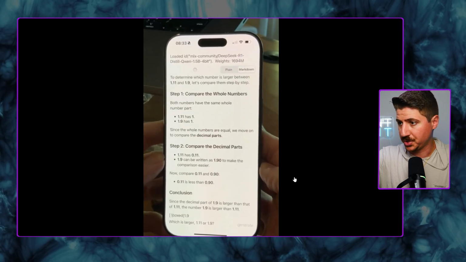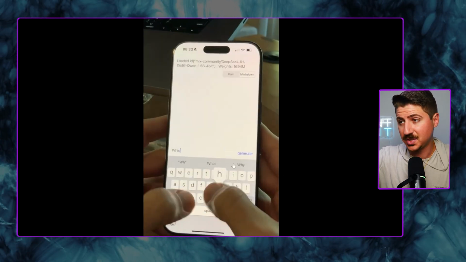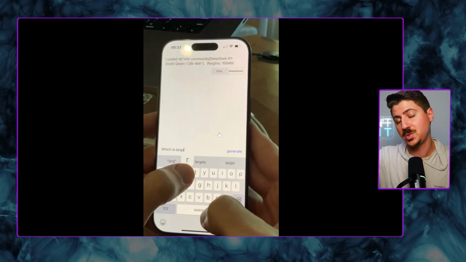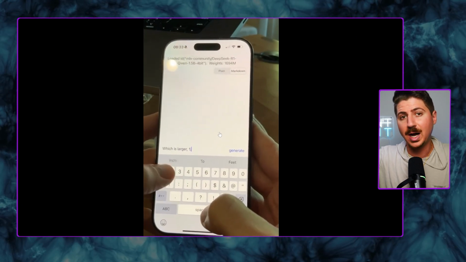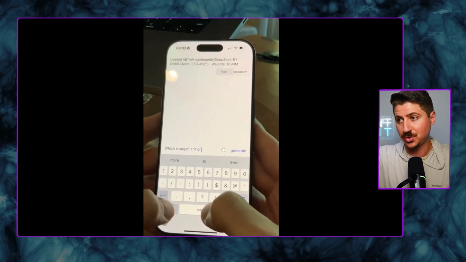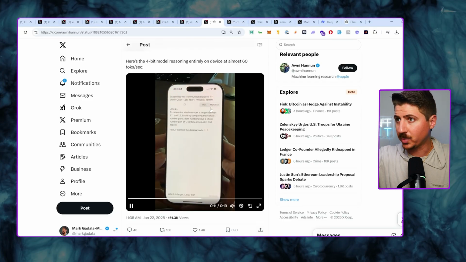So really, really cool stuff here. He's running it locally on his iPhone. This doesn't even have to be connected to the internet, by the way, because once you have it downloaded to your iPhone, you don't even need to be online. You could be in the mountain somewhere and having AI answer questions for you. Really, really cool stuff directly on your iPhone.